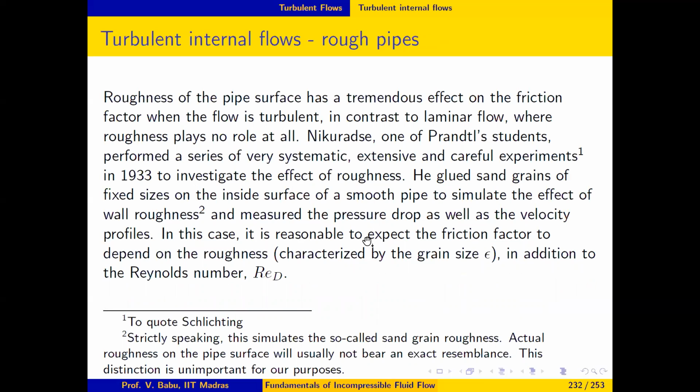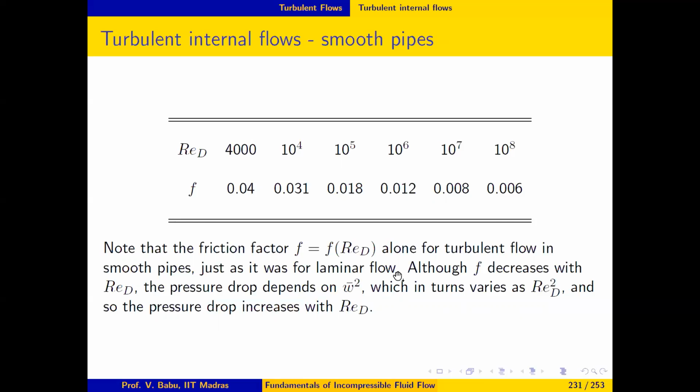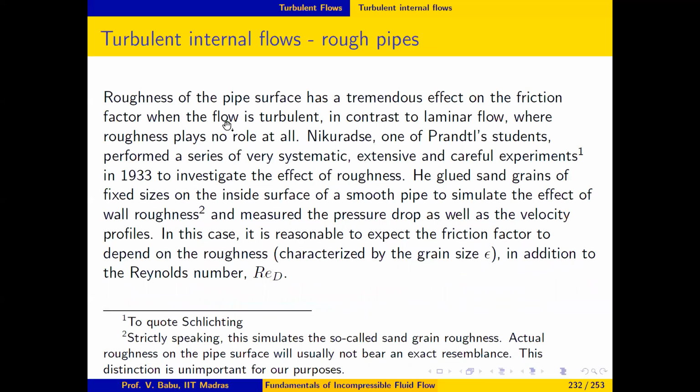Now, in the case of turbulent flow, in contrast to the laminar situation, the roughness of the pipe actually has a tremendous effect on the friction factor. In laminar flow, of course, there is no question of the roughness having any effect at all. So in this case, the roughness has an effect, and that is what we are going to explore next.